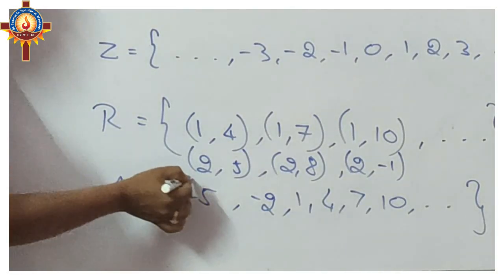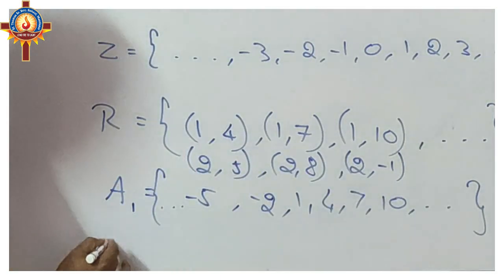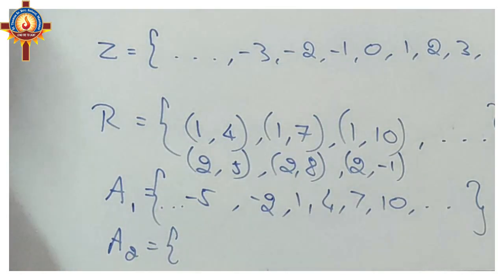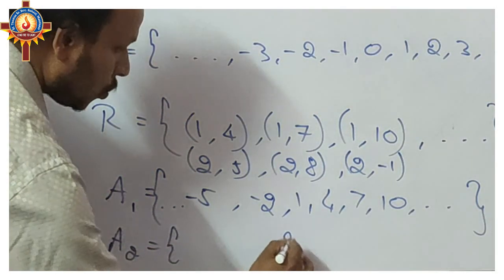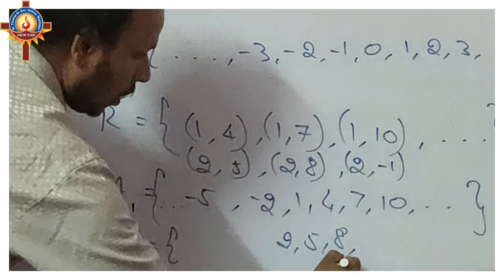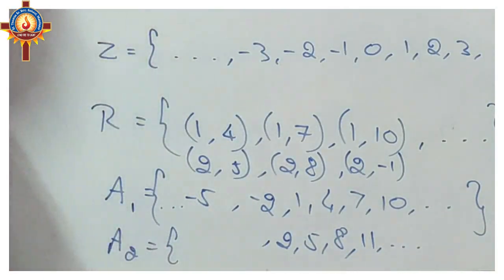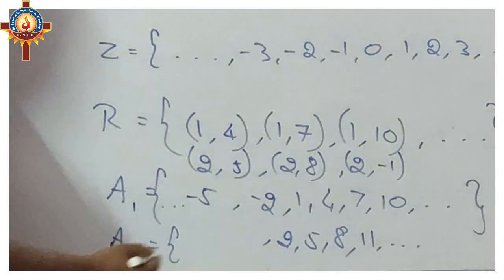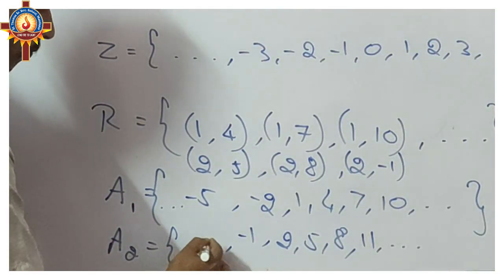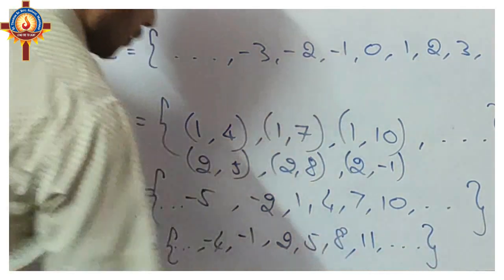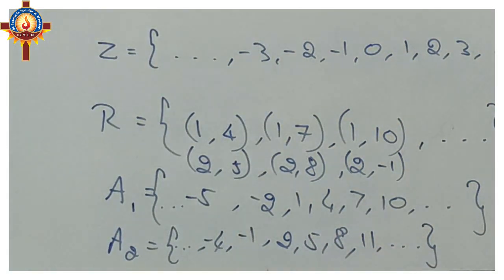Now, if we consider the elements which are related to 2, it forms another subset of this given set Z. There is 2, 5, 8, then the next one has to be 11 and so on. And on this side it should be minus 1, minus 4 and so on. So this is another subset of the given set Z.